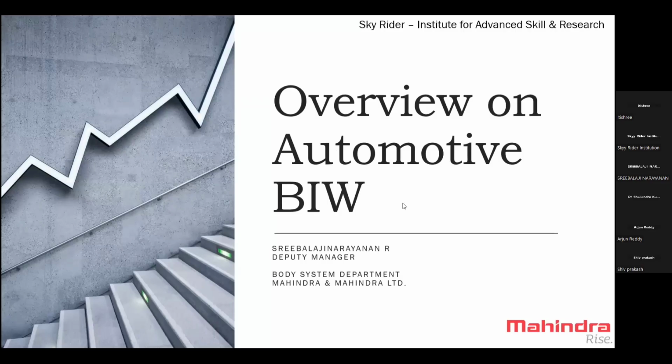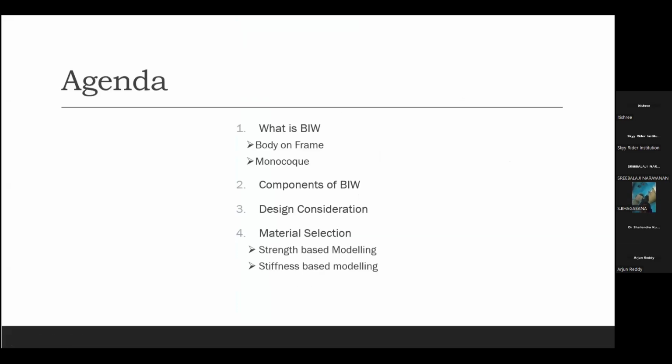So today's session will be an overview on automotive BIW. We'll go through one by one. First of all, what is the agenda? Today's agenda will be on 4 topics: what is BIW, components of BIW, design consideration, and material selection. There are some subtopics which we'll go through on the go: what are the types of BIW and what are the major things that define the material selection.